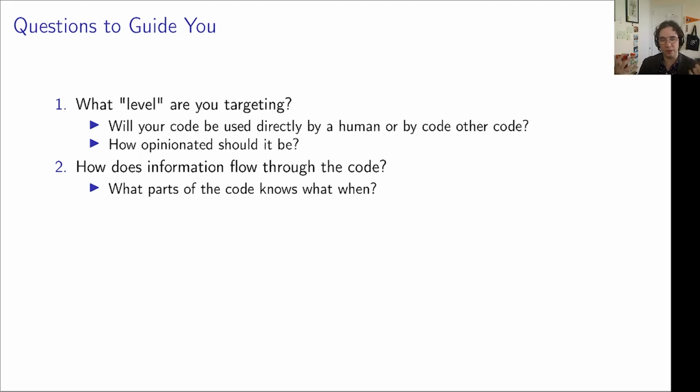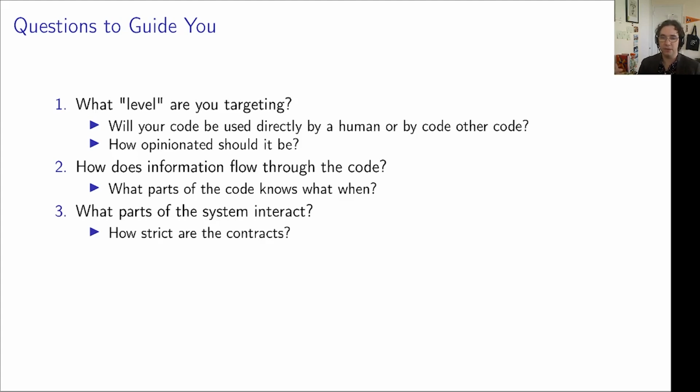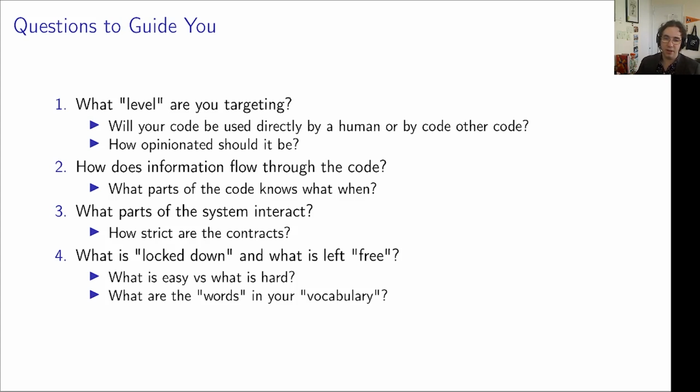The second question I think is critical to think about is, how does the information flow through your code? What parts of your code need to know what information when, and how does that information move between the parts of your code? I think these two taken together, in my experience, if you get these right, the implementation tends to fall out. Whereas if you don't have these right, you'll very quickly produce spaghetti code.